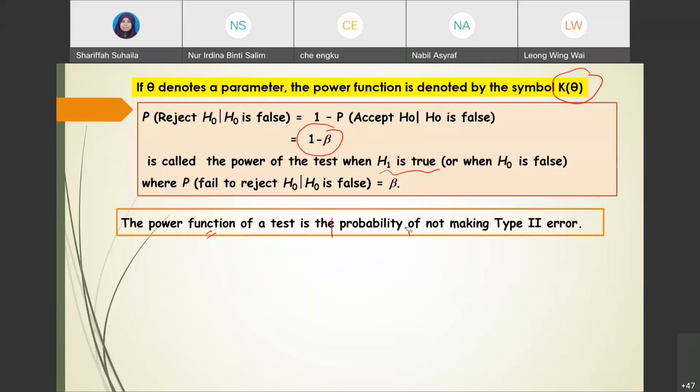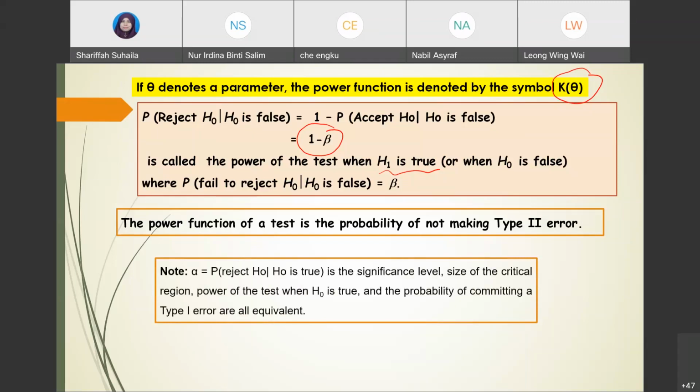Okay, here. So, maksudnya juga, the power function of a test is the probability of not making a type 2 error. Sebab kita ada 1 minus beta. So, 1 minus beta means it is the probability of not making a type 2 error. Beta is the probability of accepting H0 when your H0 is false, ataupun fail to reject H0 when your H0 is false. Power function dia mesti probability of rejecting H0. Okay, but it depends. So, given that H0 is false, so 1 minus beta.